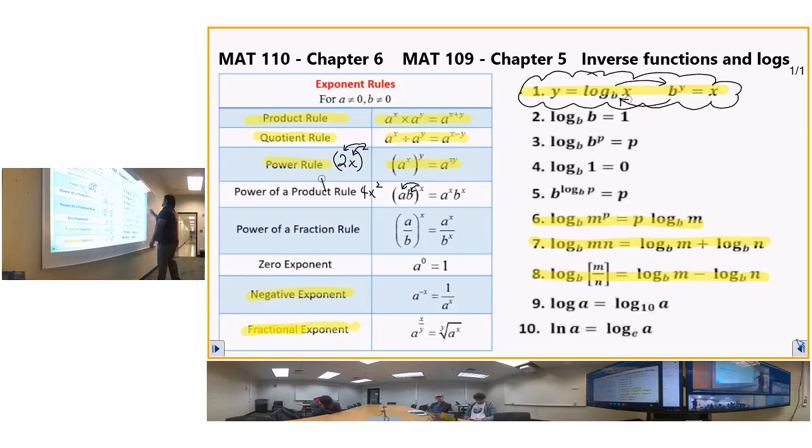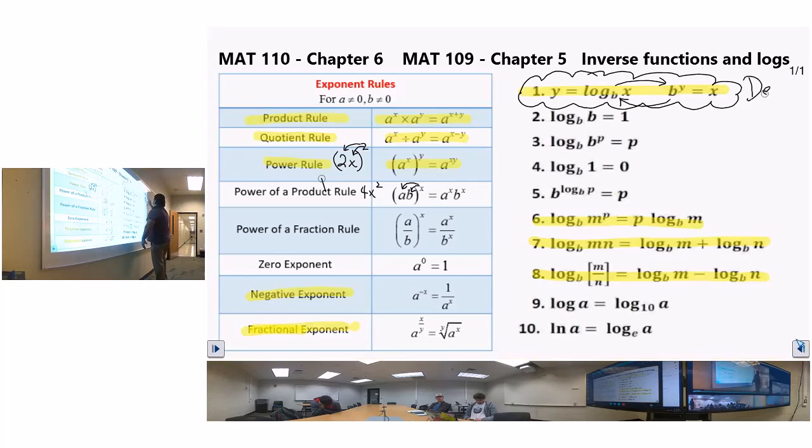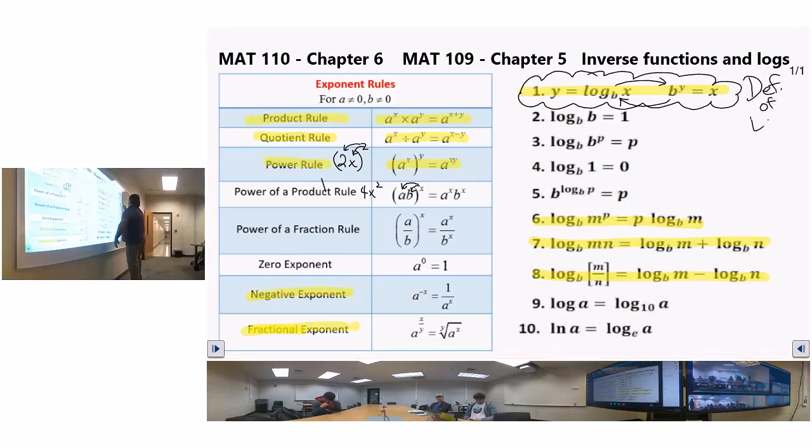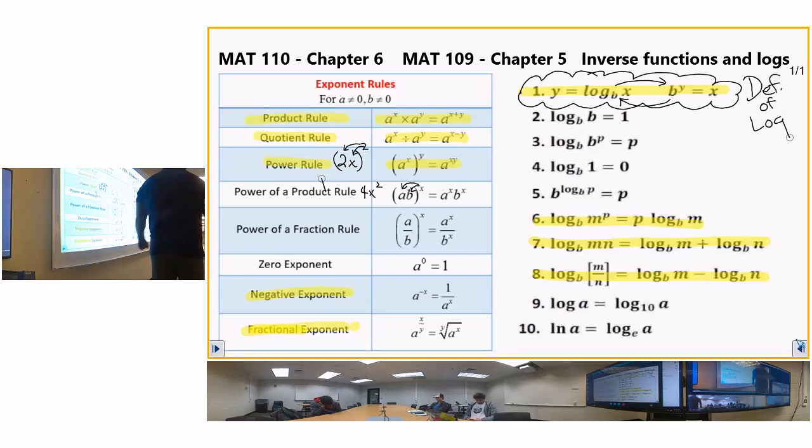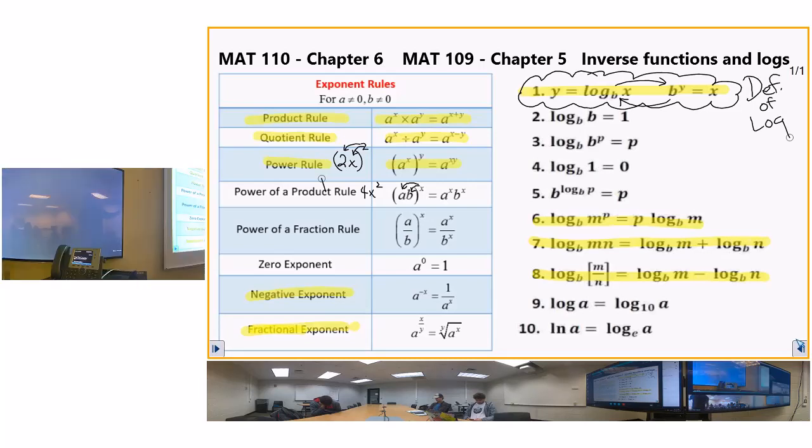This is the one. If you don't memorize this one, you're going to suck at it. If you don't memorize that first one right there, you're pretty much going to suck at the rest of it. Now, this is what we're going to learn. I'm going to put it back on the board in just a minute.